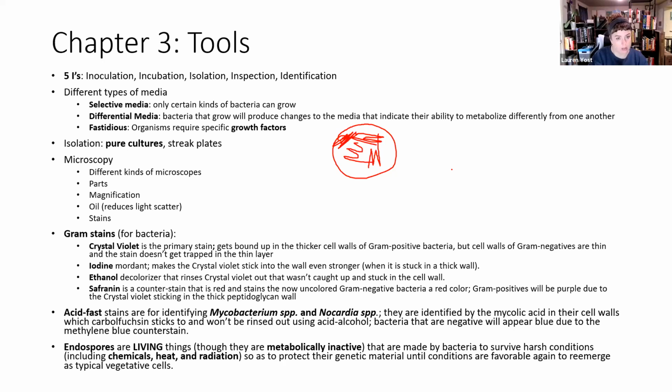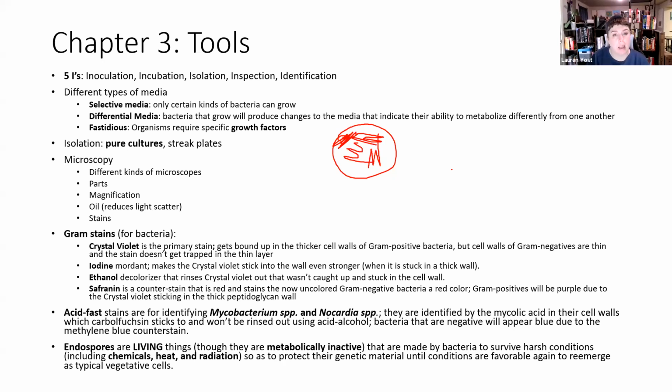Then we decolorize. That is using ethanol. Ethanol is just regular drinking alcohol. It's nothing special. We use it to rinse out the excess crystal violet that didn't stick into the wall, whether the cell is positive or negative. If it got stuck in there because of the thick cell wall and the mordant, it will not rinse out with the alcohol. If it is gram negative, it will rinse out with the alcohol because it didn't get stuck with that mordant in a thick cell wall, right? So it just rinses right out.